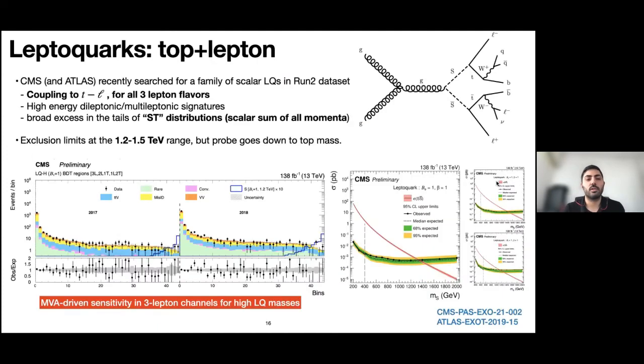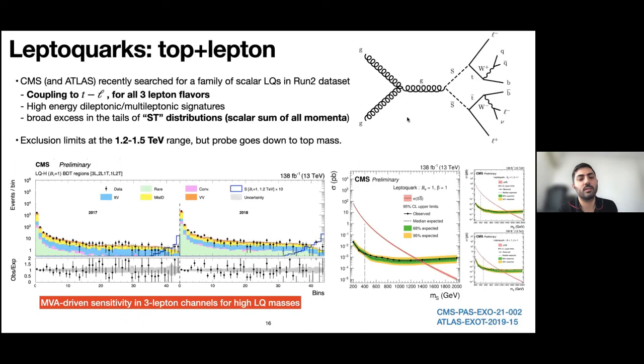The first set of searches I want to talk about is from CMS, again in the context of this multi-bin inclusive lepton search, and an ATLAS search that does something very similar in the same final states. So this is a search for a family of scalar leptoquarks in the full Run 2 data set, coupling to a top and a lepton of any flavor: top e, top mu, or top tau, as illustrated in the diagram on the right. And of course, when your leptoquark is quite a heavy particle, you're looking at a final state of multi-leptons and quite energetic jets and leptons. So you're looking for a broad excess in the tails of effective mass or ST distributions, which is what CMS and ATLAS do.